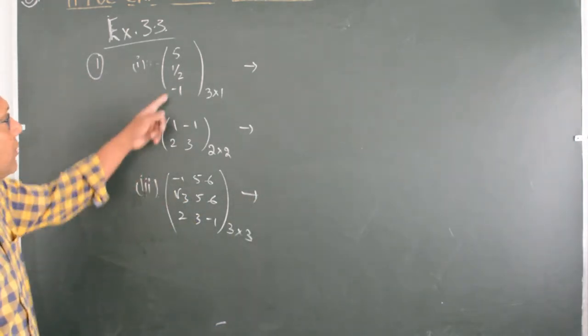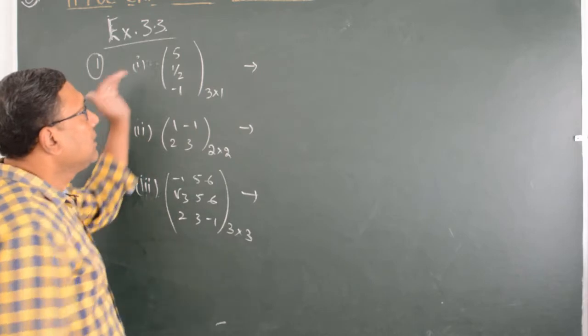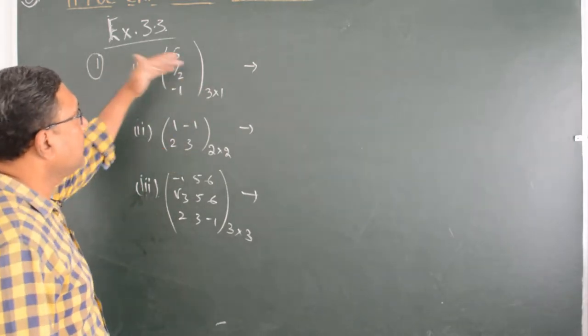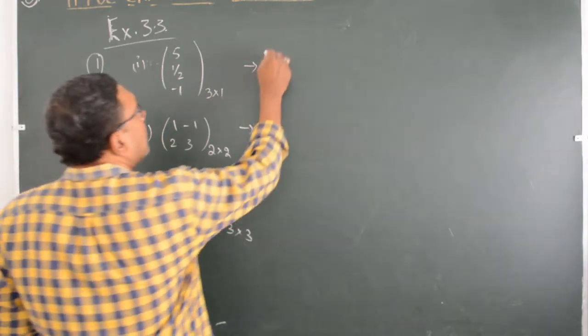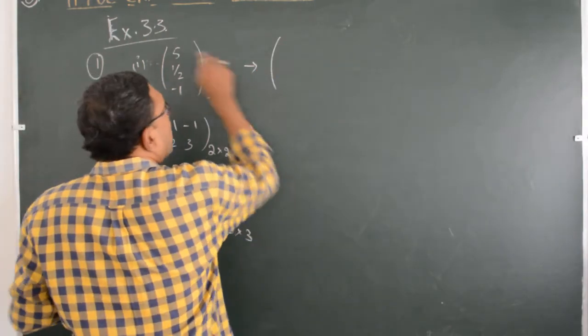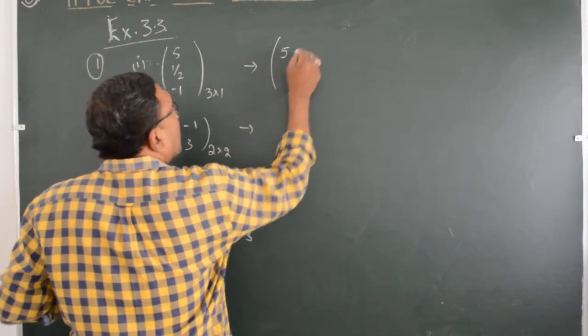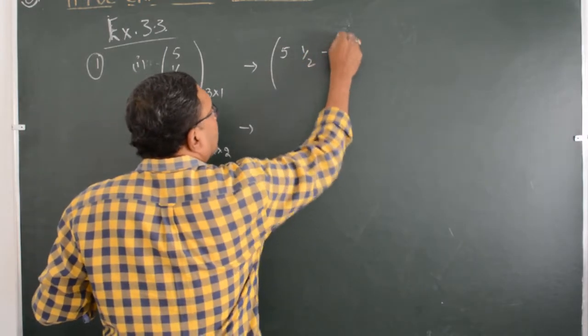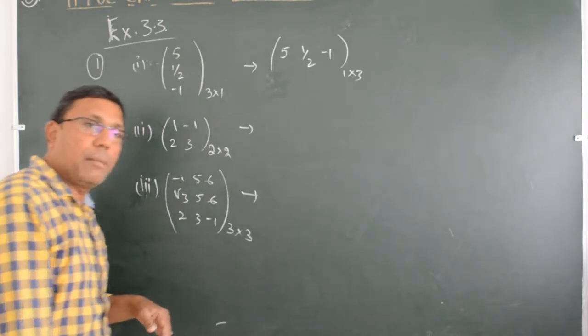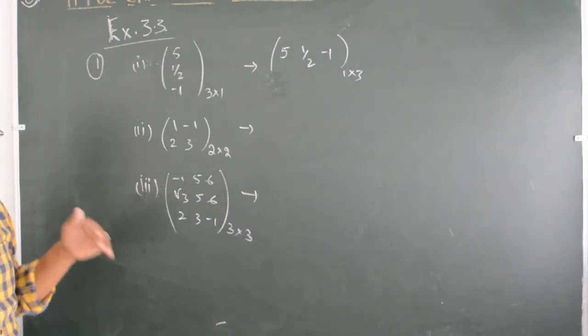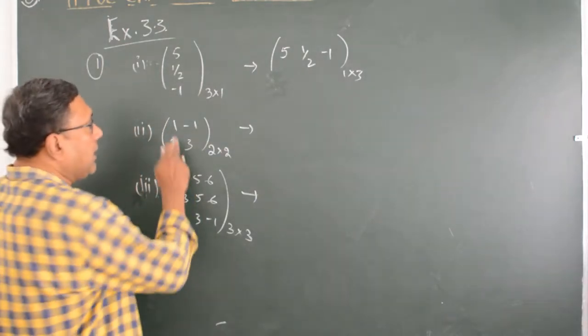First one, all you need to do is change the row into column, or column into row, right? Change the row into column: 5 half and minus 1. So naturally your order will be 1 by 3, right? Row into column, I change. Now let us see. Change the row into column.